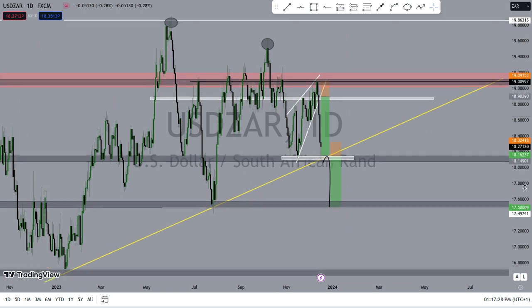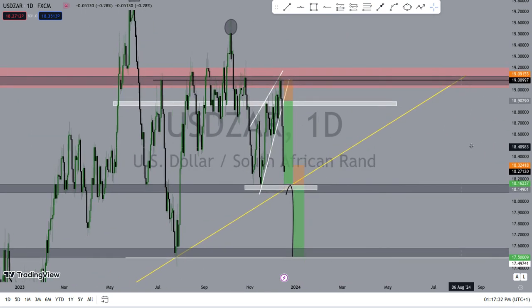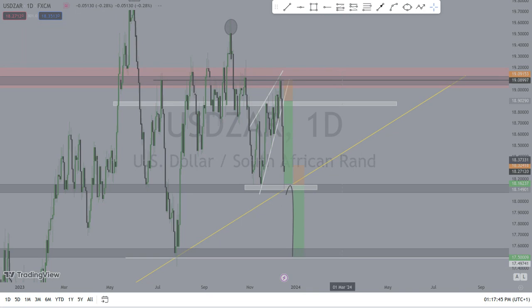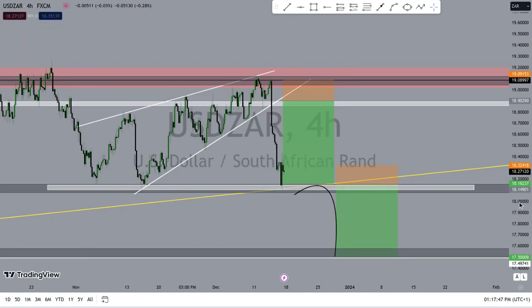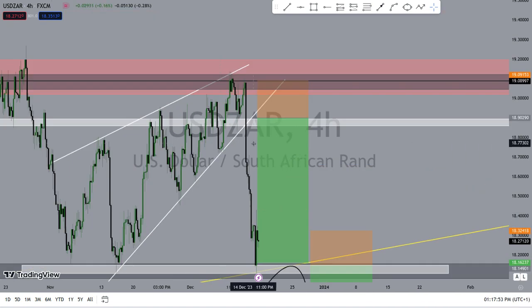Okay, so on USDZAR, guys, I did my pre-analysis and my top-down analysis and I saw USDZAR was gonna be bearish, but I was unable to take the trade. But you can see USDZAR, that's the dollar against the South African rand.